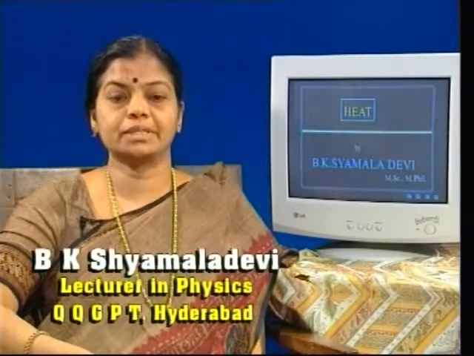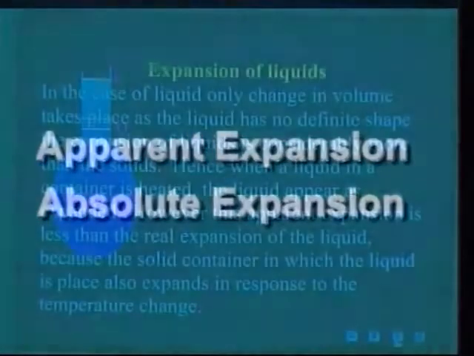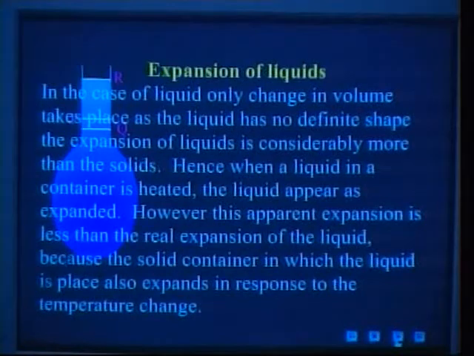As we know, liquid requires a container, it will have only volume expansion, but here the container also will expand. So, by considering the container expansion and by neglecting the container expansion, there are two types of volume expansions. They are apparent expansion and absolute expansion. When heat is supplied to this container with a liquid up to the level P, immediately the container alone expands.